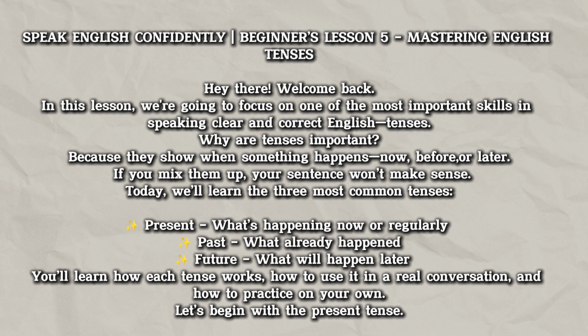In this lesson, we're going to focus on one of the most important skills in speaking clear and correct English: tenses. Why are tenses important? Because they show when something happens: now, before, or later. If you mix them up, your sentence won't make sense. Today, we'll learn the three most common tenses: present, what's happening now or regularly; past, what already happened; future, what will happen later. You'll learn how each tense works, how to use it in a real conversation, and how to practice on your own. Let's begin with the present tense.